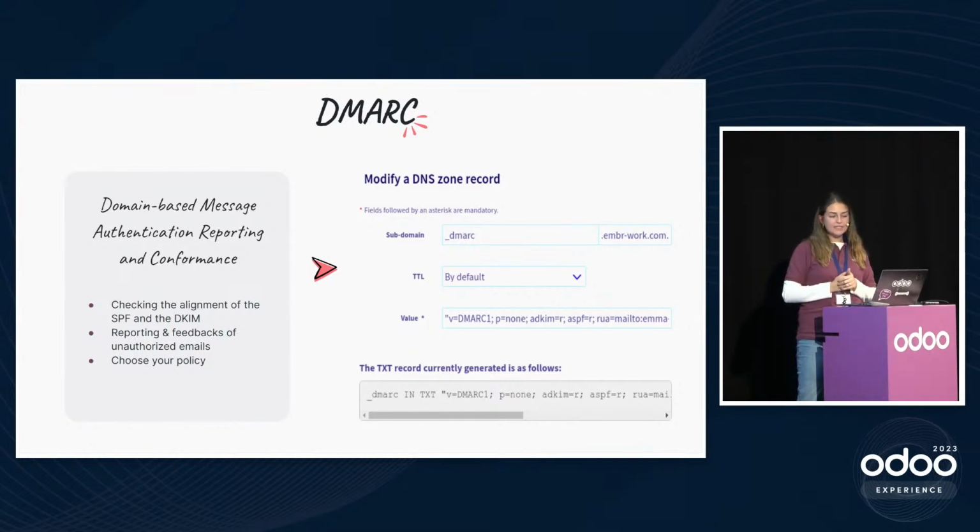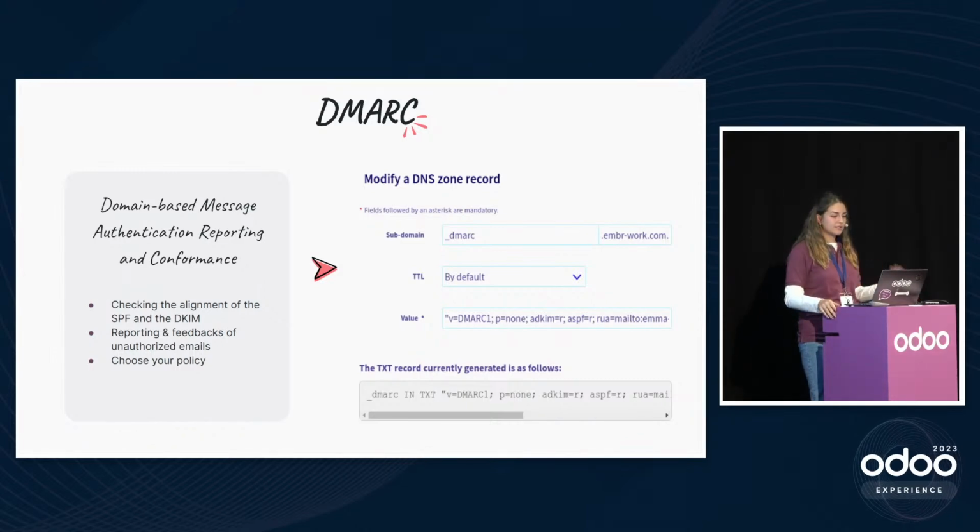So the first tag is the p=none. What does it mean? This will monitor your email traffic. So if you added some other tags to have some reports sent to your email address, you will only receive reports of your email traffic when you put the p=none. No further action is taken.